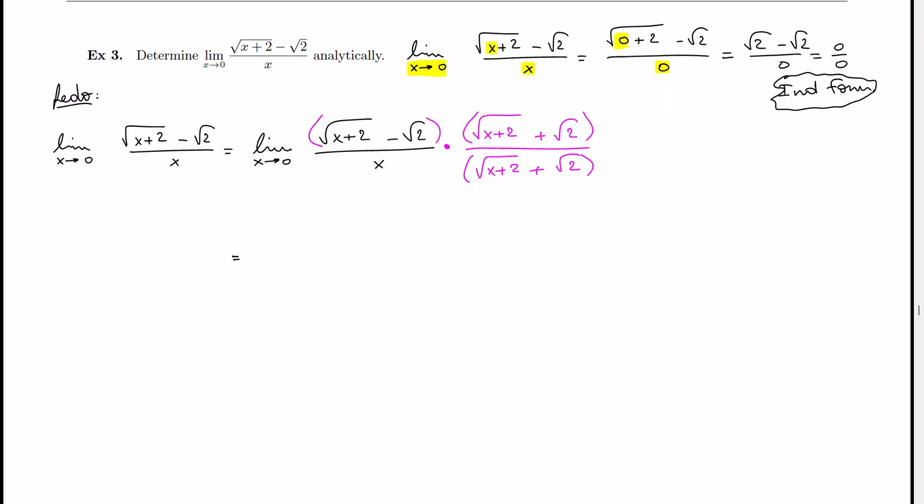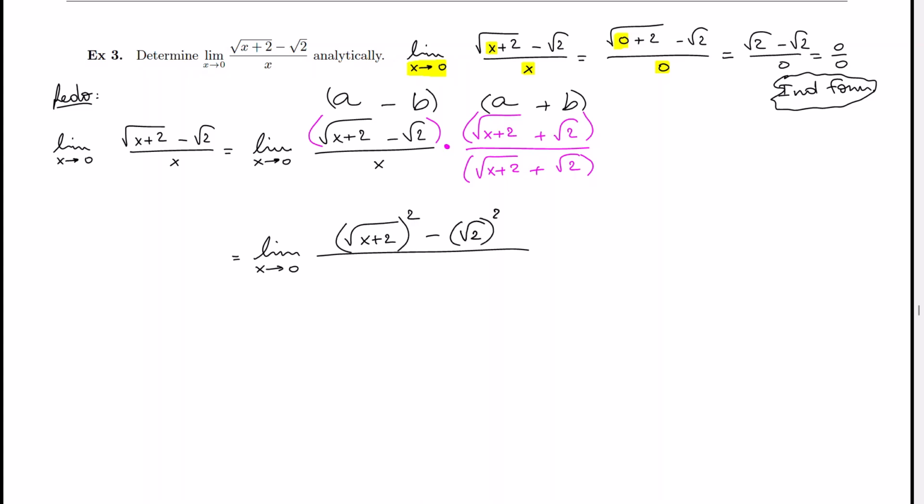In this particular problem, when I multiply the numerators, this has the pattern A, B. This is the same A, this is the same B, with a plus and a minus. So when you multiply A plus B and A minus B, the answer is clear. It's supposed to be A squared, so the x plus 2 must get squared, minus B squared, meaning the square root of 2 must be squared as well.